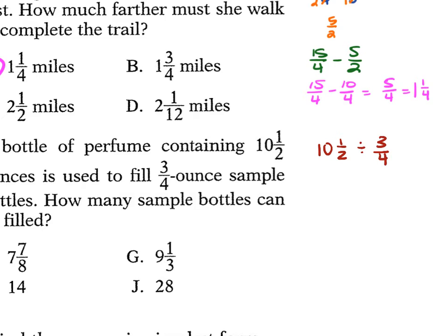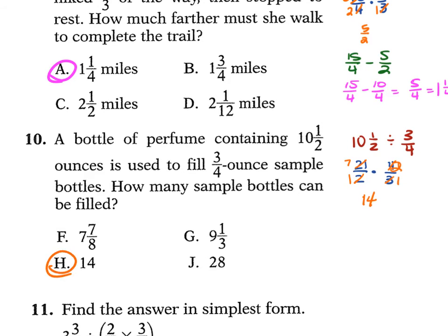So we're going to do 10 1/2, which is going to be 21 over 2 times 4 over 3. The 4 becomes 2, 2 becomes 1, 3 becomes 1, 21 becomes 7. So 7 times 2 is 14. So that's H.